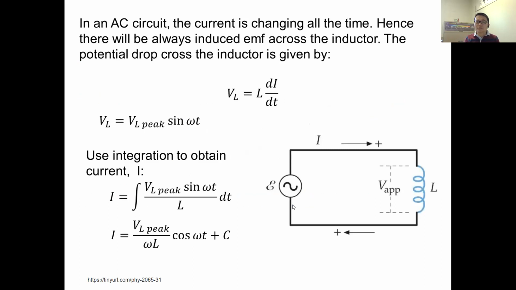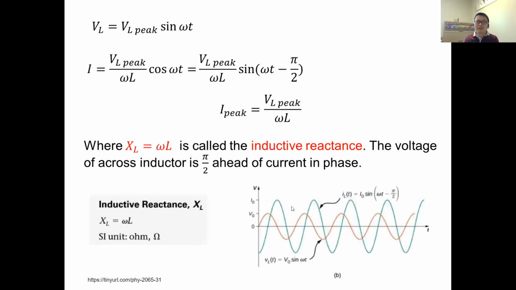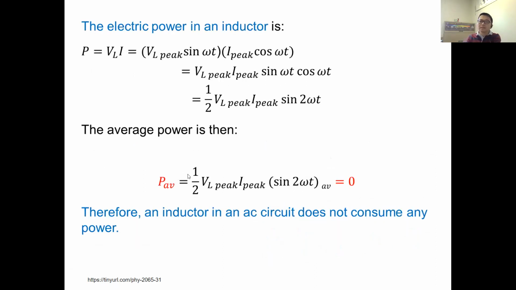For inductors in the circuit, if voltage is a sine function, then current will be a cosine function. So they do not peak at the same time. Actually, the voltage leads by 90 degrees. That means the voltage peaks first and then the current peaks later. The response of the inductor to the applied voltage is called inductive reactance, and is equal to omega L, which is 2 pi times f times L, the inductance. The average power for the inductor in the AC circuit is going to be 0.